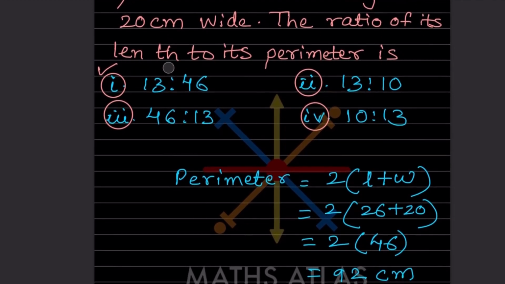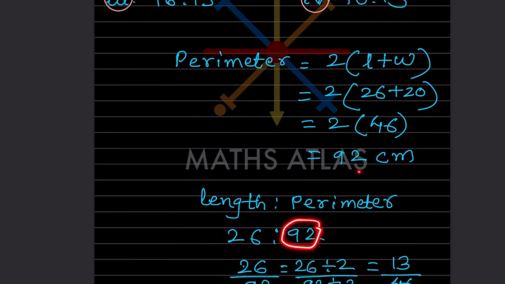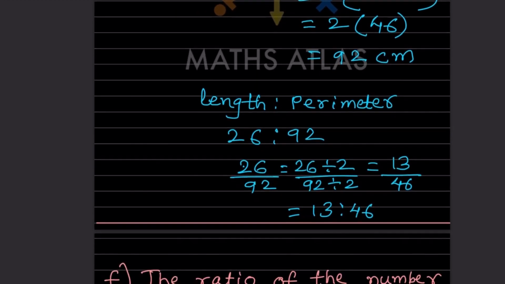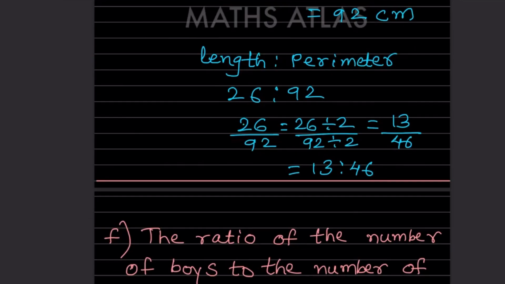So they have asked the ratio of length to its perimeter. What is length? Length is 26 and the perimeter is 92. So we are going to divide it: 26 divided by 92. And what do you get over here? I just divided by 2, so you got 13 by 46. Now this 13 is a prime number, and this 46 we cannot do anything. If it was a multiple of 13, then it could have been simplified, but 46 is not a multiple of 13. So you get the ratio as 13 is to 46. Next one, so you have to tick over here, 13 is to 46.